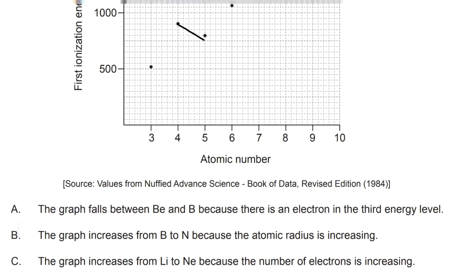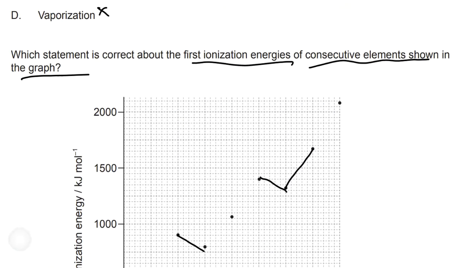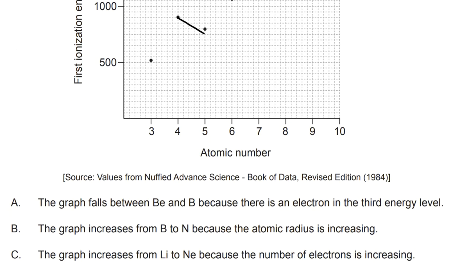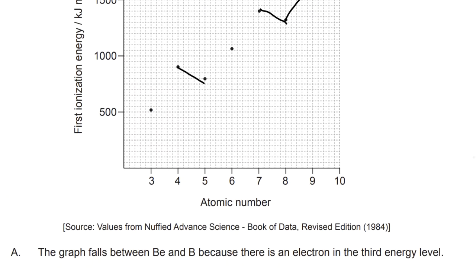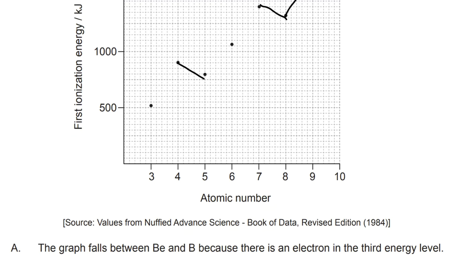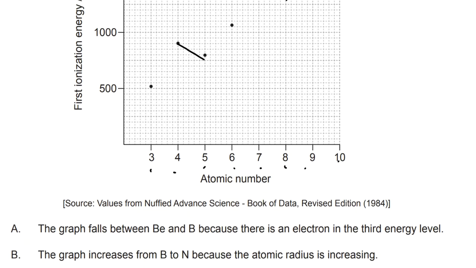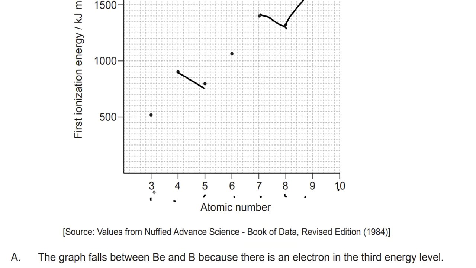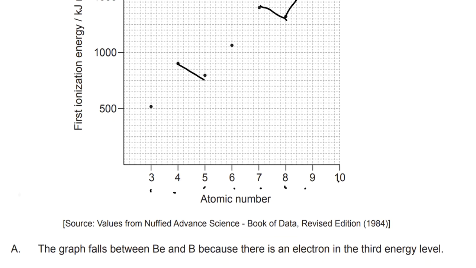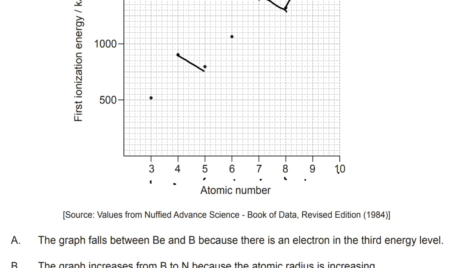The graph falls between beryllium and boron because there's an electron in the third energy level. Okay, third energy level electron. Oh, okay. So I forgot to read the bottom bit, which says atomic number. So we're looking at hydrogen, helium, lithium, beryllium, boron, carbon, nitrogen, oxygen, fluorine, neon. Okay, that's cool. So the graph falls between beryllium and boron. It falls because there's an electron in the third energy level.